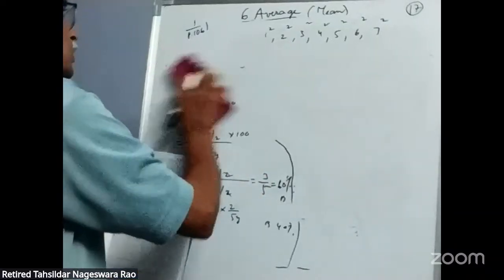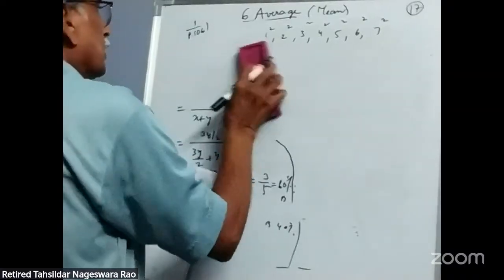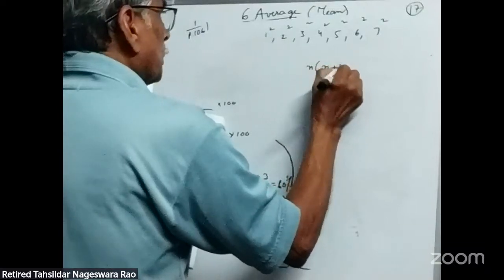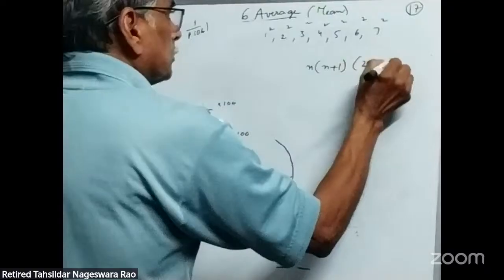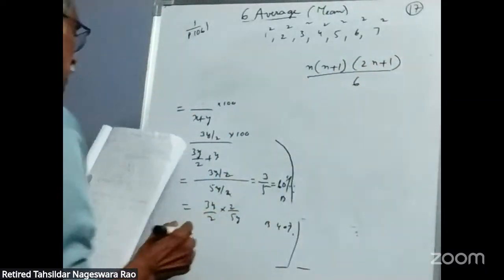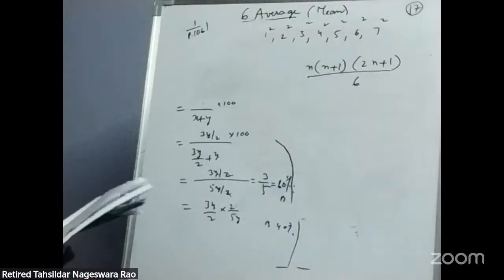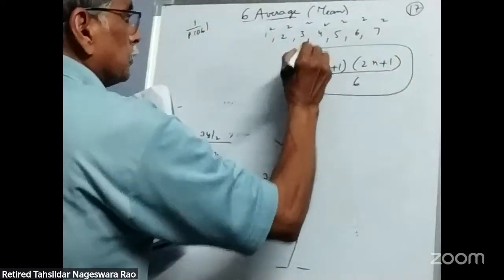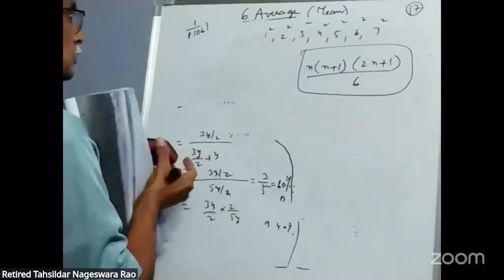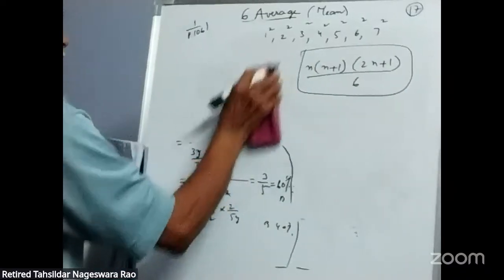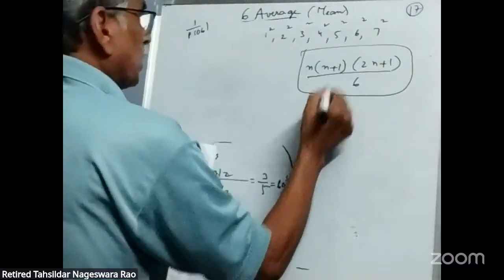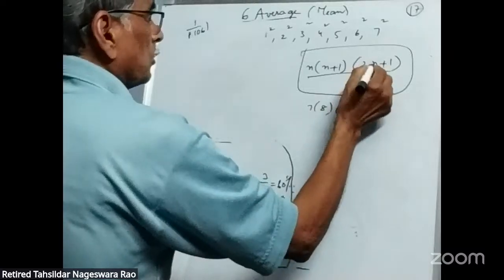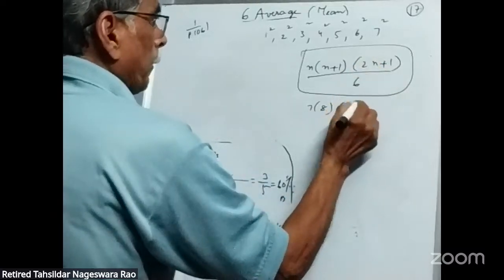There is a formula for this one. Squares of natural numbers. The formula is n into n plus 1 into 2n plus 1 by 6. Squares of n natural numbers. Use that formula directly. Here n is 7. 7 into 7 plus 1, 8. 2 into 7, 14 plus 1, 15 by 6.